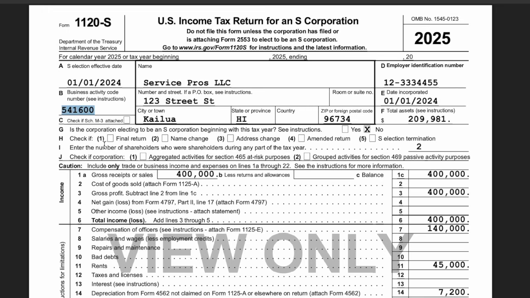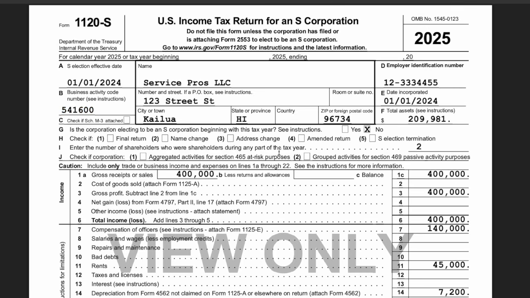And this is a number that just describes your business as close as possible. These are just for statistical purposes. So I know some people get kind of stressed out about the activity code number. You don't need to worry all that much about it. Just pick the one that best describes your business.